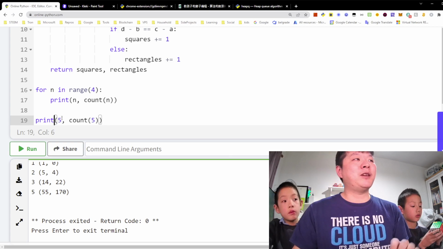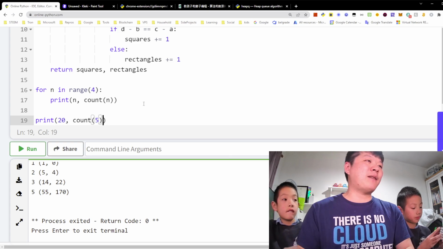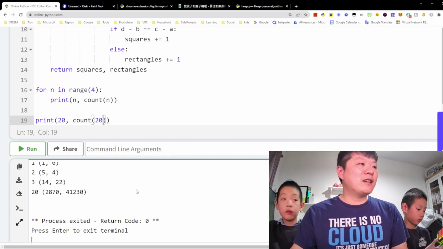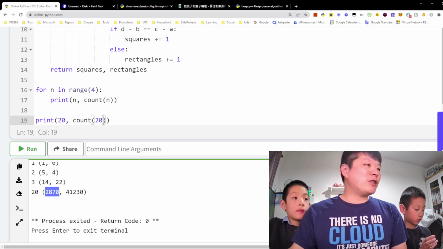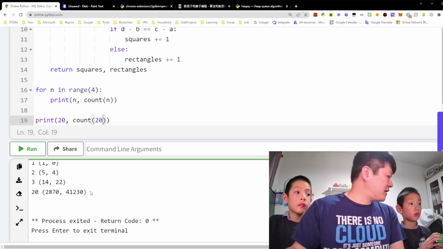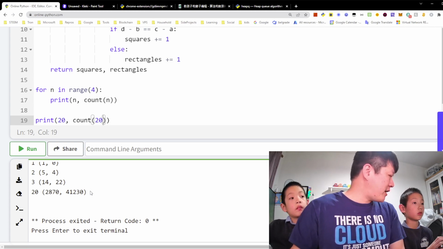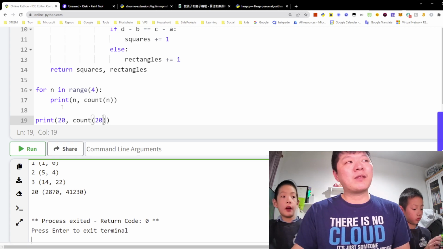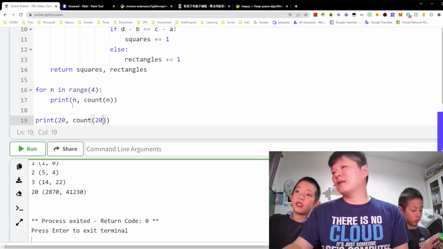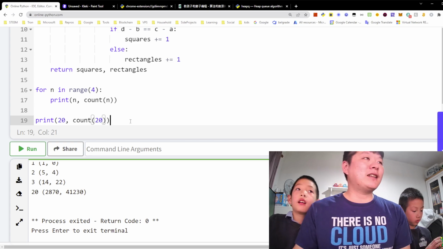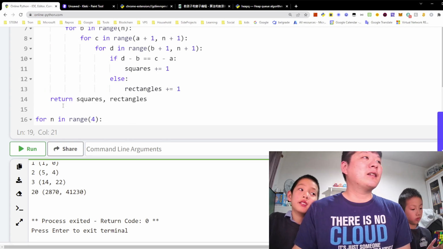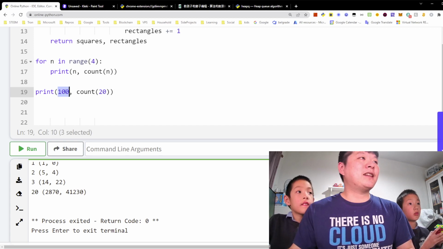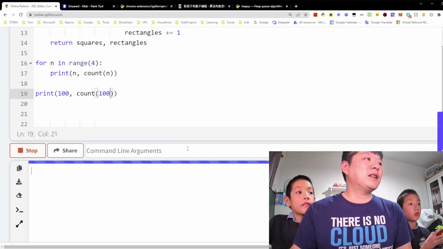That's a huge number. Let's say 20 times 20. We wouldn't be able to count these, right? Look, this is huge. 2,870 squares on a 20 by 20 Rubik's cube on one side, and 41,230 rectangles. Wow. How about 100 by 100? I don't know if that exists, but we can do this math.